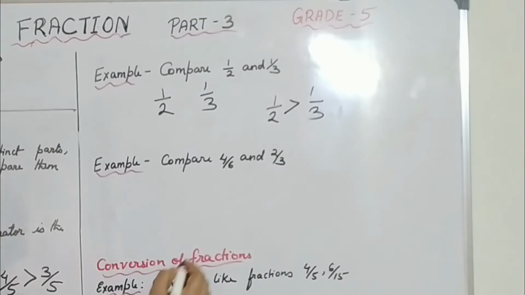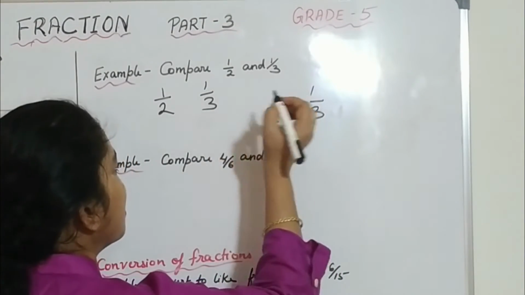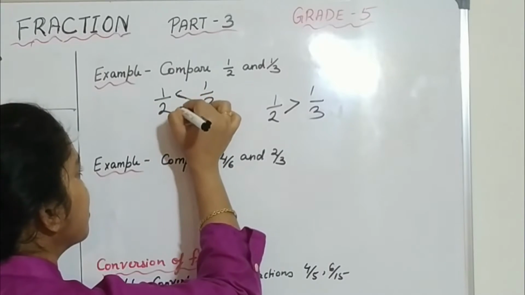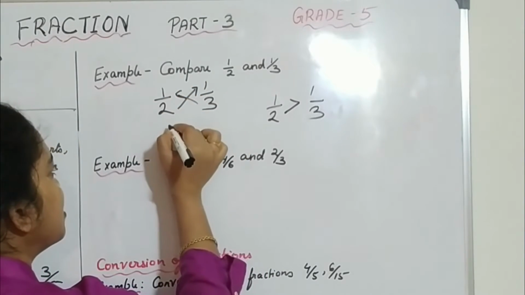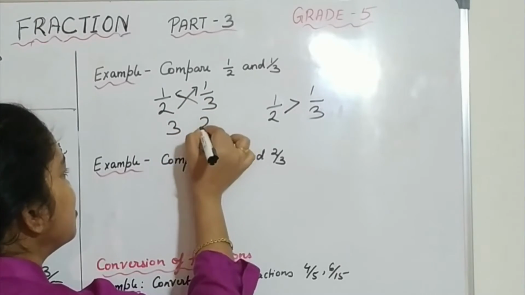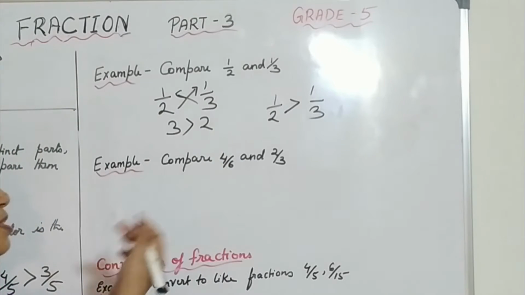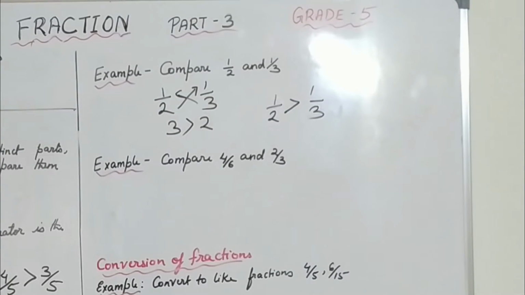You can see it by cross multiplication also. If you cross multiply, 3 into 1 is 3 and 2 into 1 is 2. So 3 is greater than 2. So 1 by 2 is as a whole greater than 1 by 3.